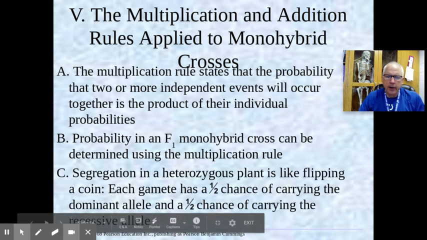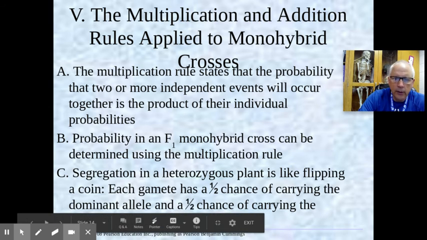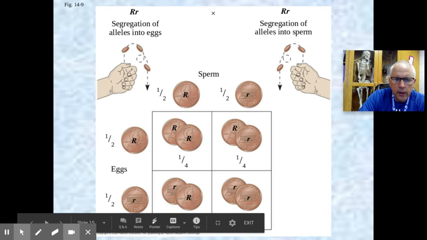The segregation of a heterozygous plant is like flipping a coin. Each gamete has a half chance of getting a dominant allele and a half chance of getting a recessive allele. Obviously that's not true with homozygous, which is a 100% chance, but we're talking about heterozygous. I have a 50% chance of getting the big letter and a 50% chance of getting the lowercase letter. So let's do a Punnett square with that.